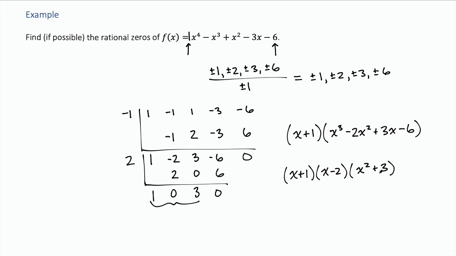Now, x squared plus 3 is an irreducible quadratic. You can check that by finding its zeros using the quadratic formula, or just setting it equal to 0, and you'll find that its zeros are complex numbers. And so this is an irreducible quadratic because it doesn't have real zeros. So the only rational zeros of f are negative 1 and positive 2.